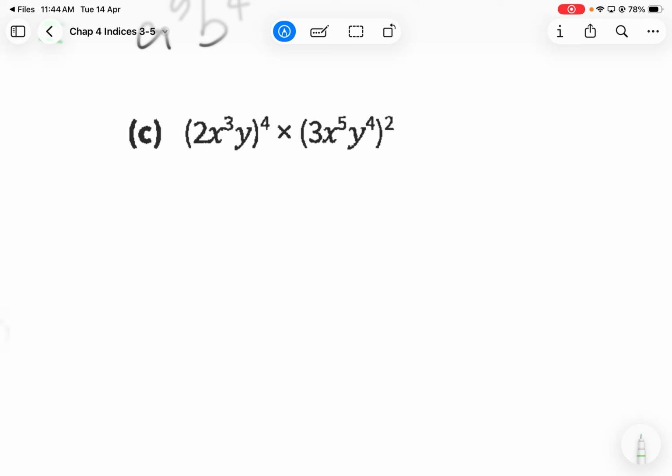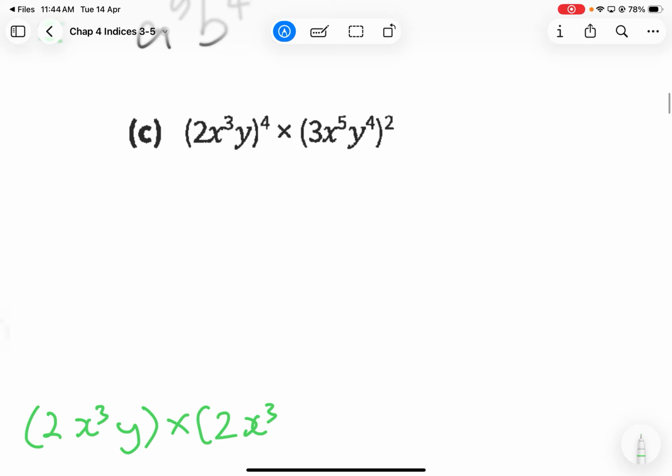Okay, so if we look at what is actually happening, my bracket itself has the power 4. So this bracket is to the power of 4. After that, this bracket is to the power of 2. Then we multiply them together. So what really happens with the first bracket, the bracket 2x cubed y to the power of 4, is that this bracket is multiplied by itself 4 times.